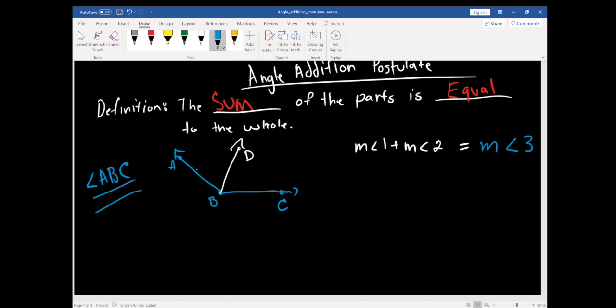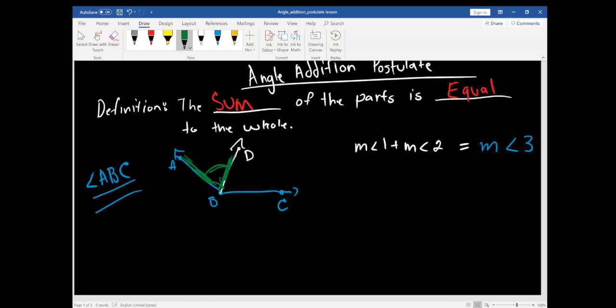So what is one of the smaller angles? Let's use green. One of the smaller angles is made by these two rays. These two rays make this angle. Let's call that one measurement of angle 1. So, measurement of angle, and in this case I'm going to use the letters. It's going to be A, B, D.